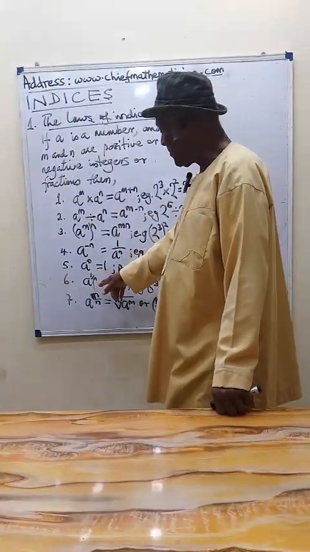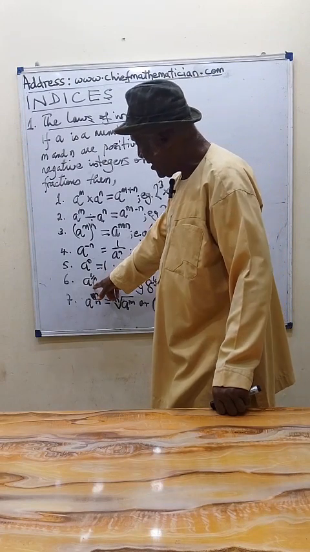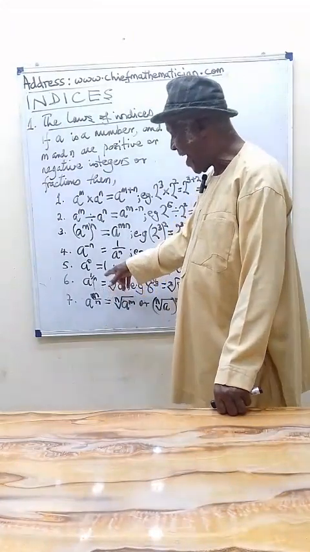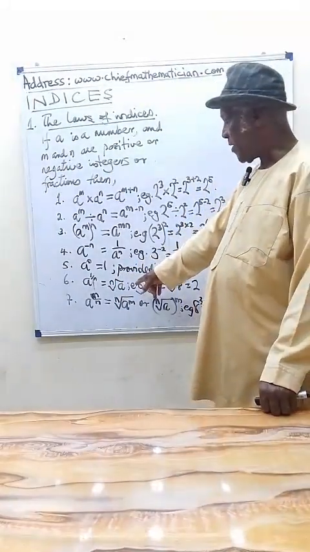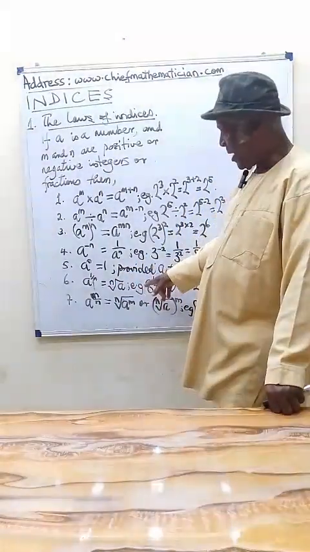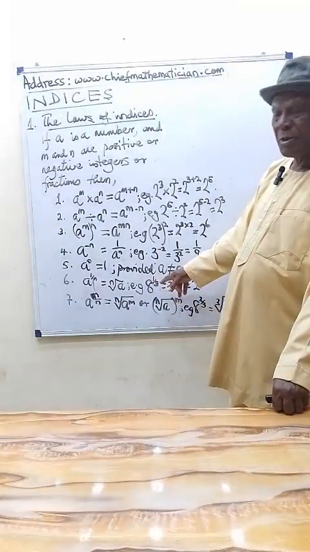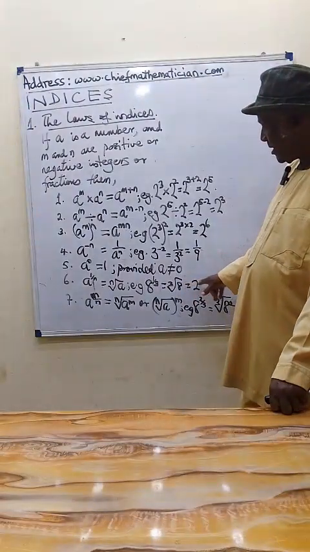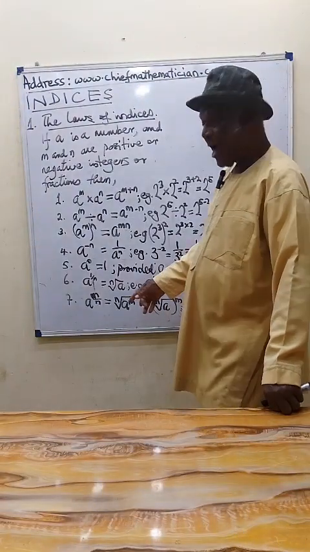Then number 6, A raised to the power 1 over N is the same thing as the nth root of A. For example, 8 raised to the power 1/3 is equal to the cube root of 8, which is equal to 2.